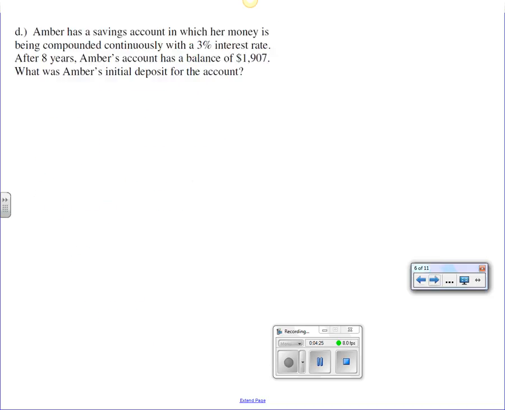Next one, Amber has a savings account in which her money is being compounded continuously with a 3% interest rate. After 8 years, Amber's account has a balance of $1,907. What was Amber's initial deposit for the account? All right, please circle compounded continuously. Whenever you see the word continuously, you're using PERT, A equals Pe to the rt. Anytime you see the word continuously, you're using PERT.